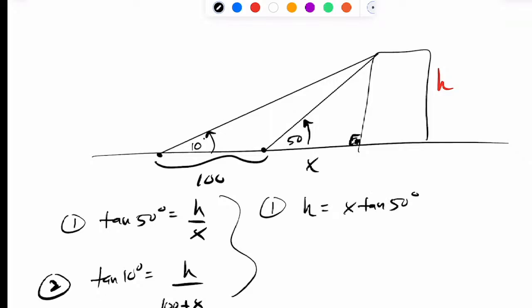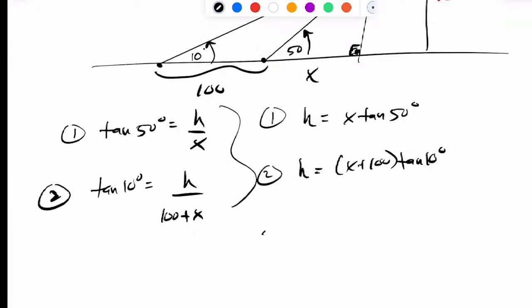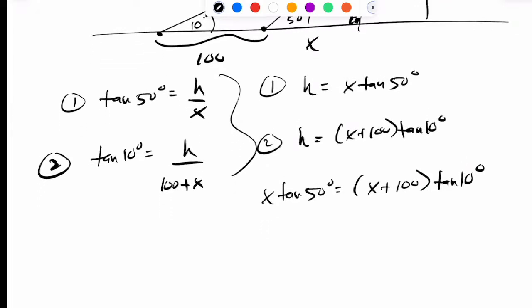But this is just the way it is. So this becomes X plus 100 tan 10. So exactly the same sort of idea. I've isolated for H in 2 different representations. I can set them equal, and I can solve for X, which is actually not what I want, but I can use that to eventually solve for H.